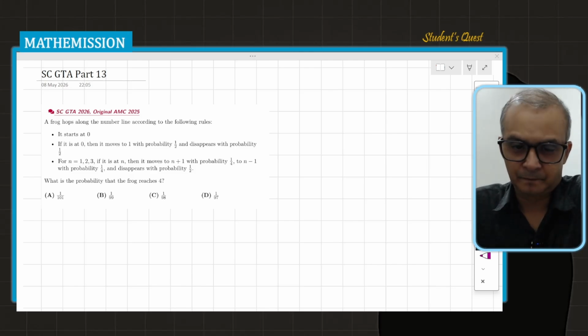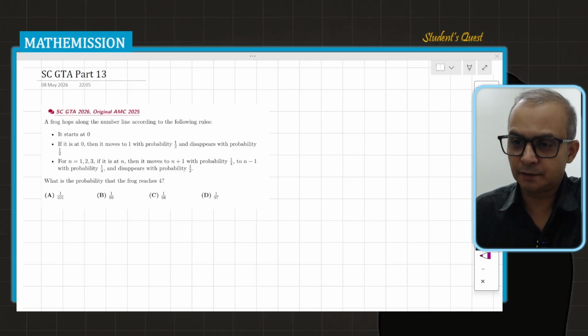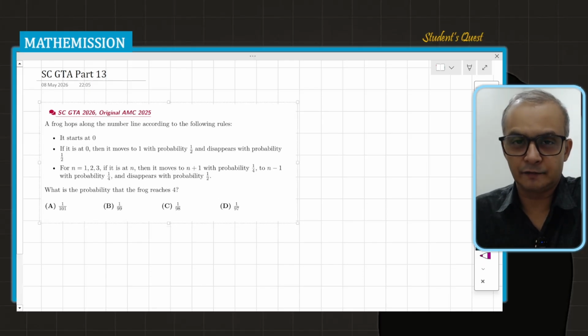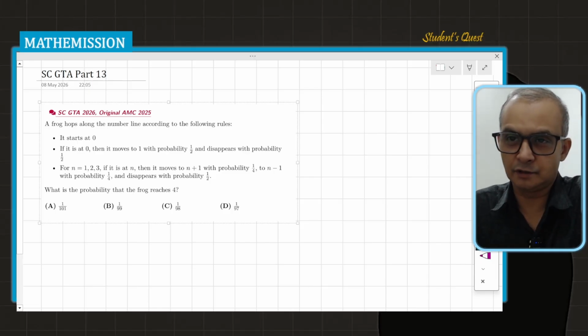Hello everyone. So this is another SCGTA problem. This problem is from probability, and originally this question was asked in AMC 2025, the American Mathematics Competition.